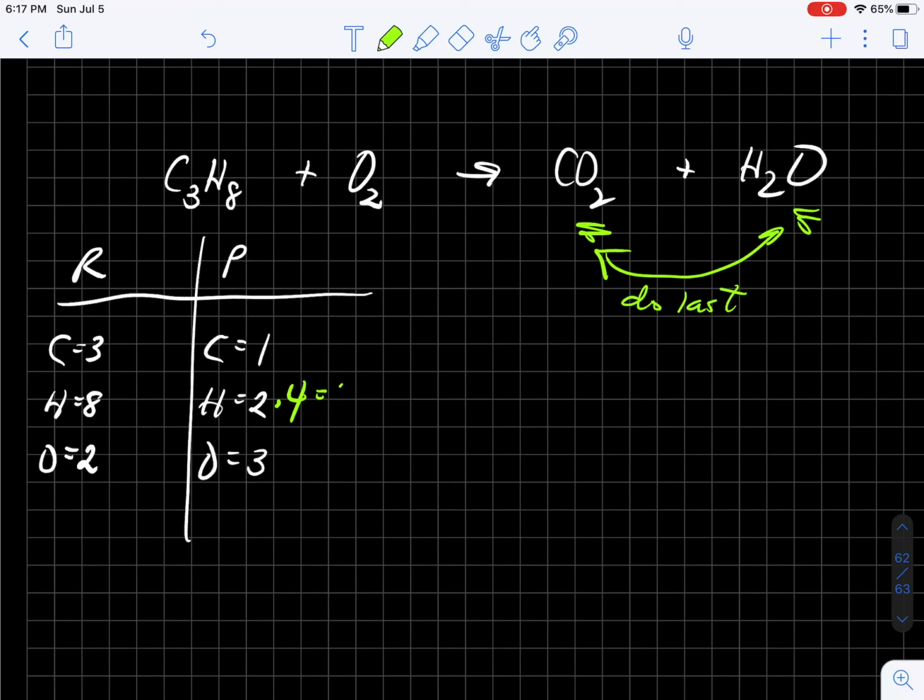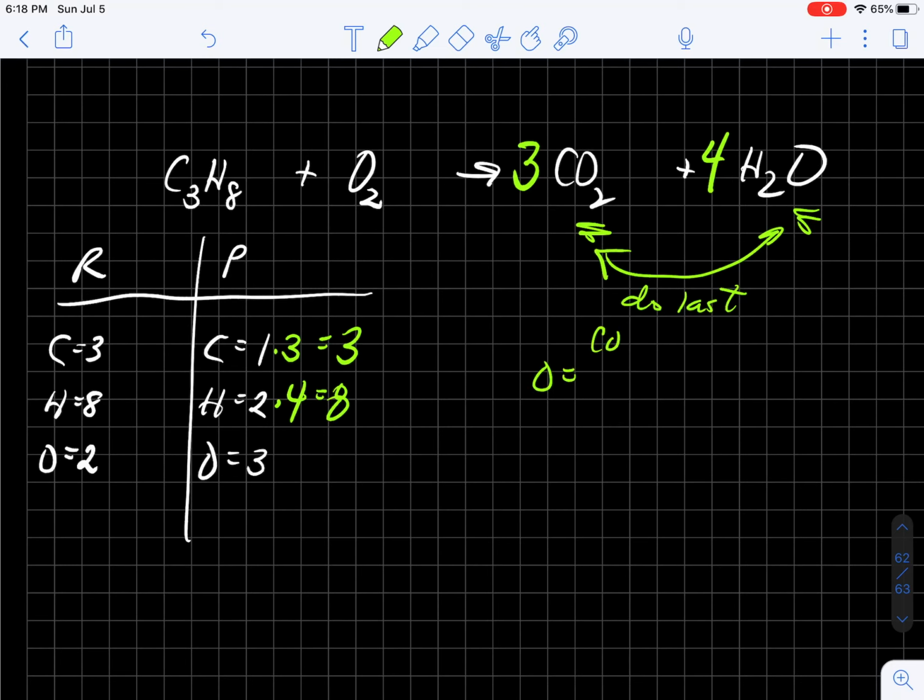We're going to go ahead and balance our hydrogens. We're going to put a 4 on the product side in front of the water molecule that has hydrogen. And then we're going to go back and we're going to balance our carbons. So we're going to put a 3 out in front of carbon dioxide, 3 moles of carbon dioxide. And that takes care of our carbons and hydrogens.